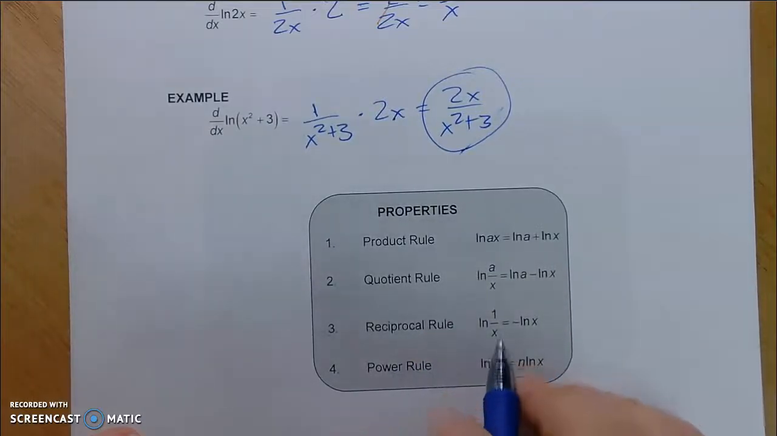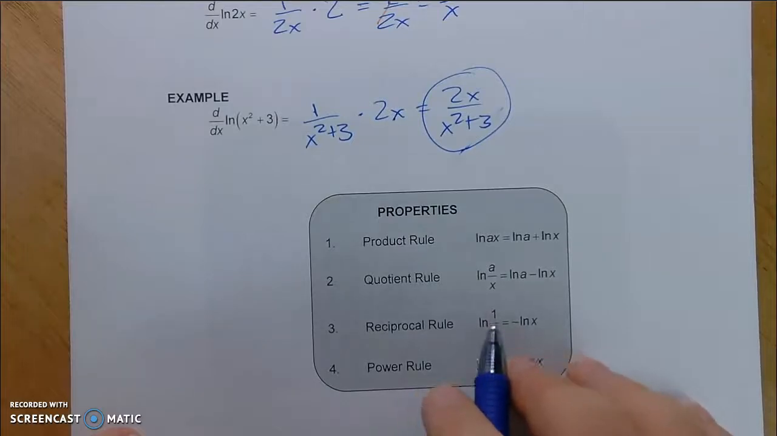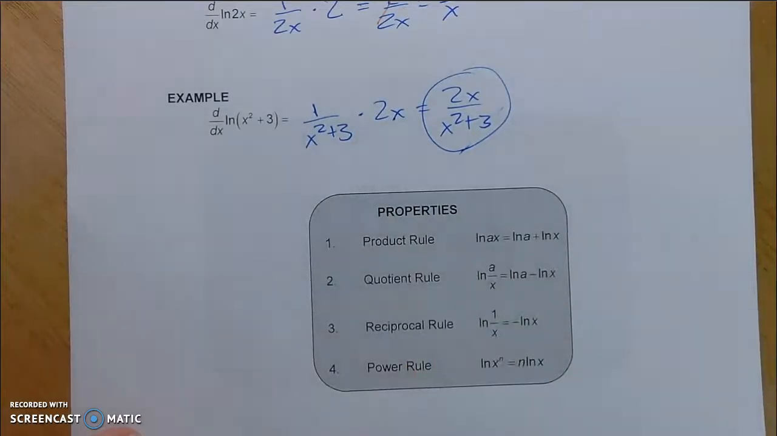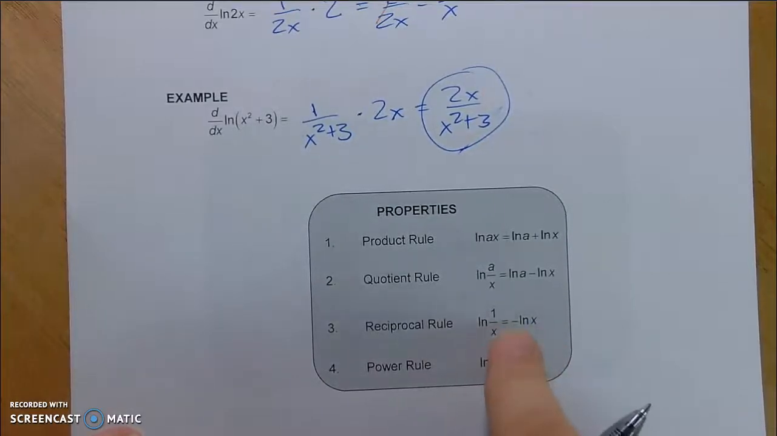Reciprocal rule, again, is very similar to the quotient rule. You can write this in several different ways, but it is just the negative natural log of x. And then you've got the power rule. And this one is probably the most powerful because the whole idea with logarithms is we need to be able to get that exponent down to level ground so we can solve with it and mess around with it and do all kinds of things with it. So we need to be able to get it down. So that's one way.